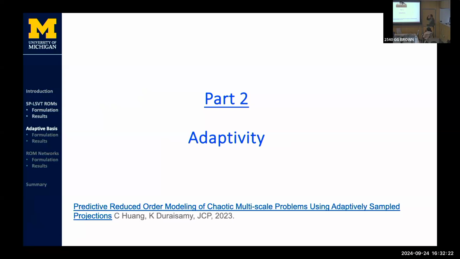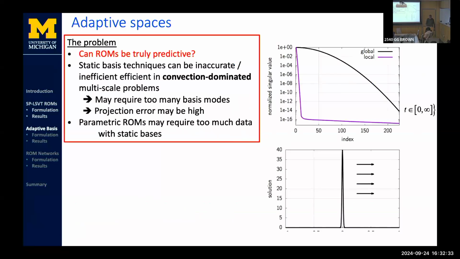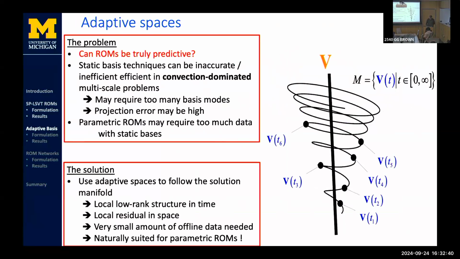Okay, so I'm going to switch from static basis to adaptive basis. I'll tell you what it is. And this is the core of the talk, right? This is what gives you that predictive capability. So this is the idea, okay? So let's say your high dimensional problem is in 3 dimensions, okay? This is the trajectory of your true high dimensional physics, 3D.